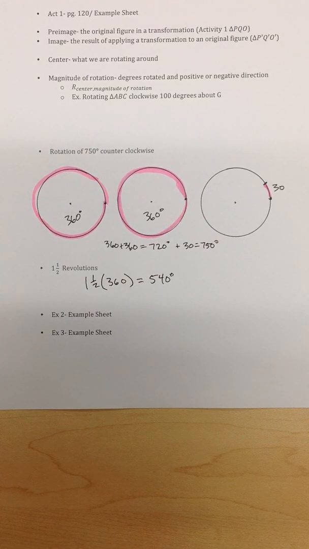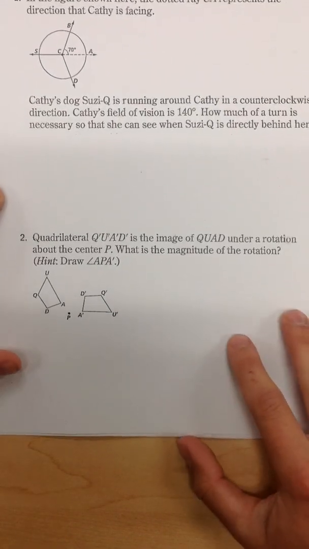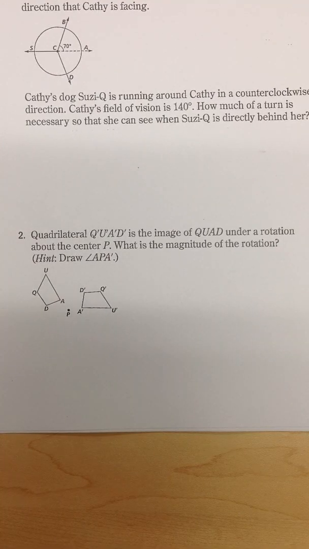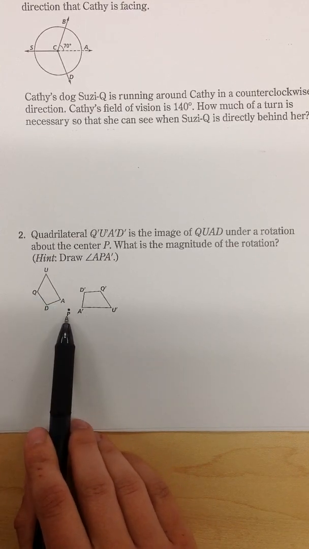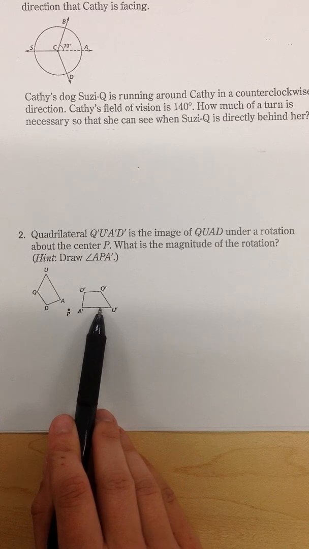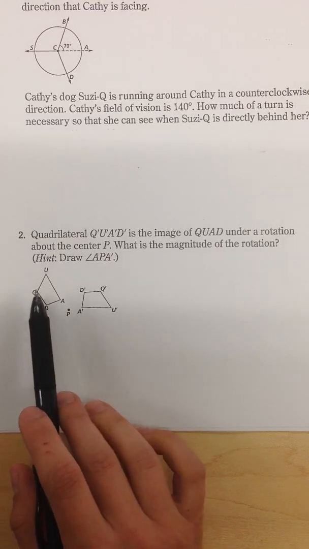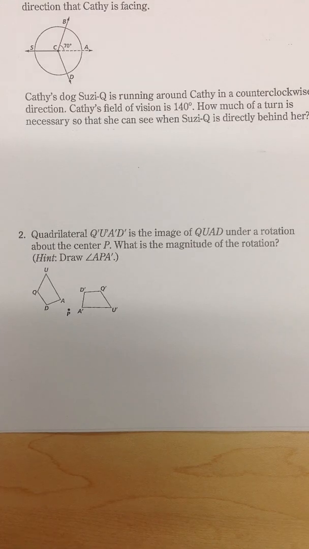Okay, next thing, we're going to flip back to our example sheet, and we are going to do example 2. We've got quadrilateral Q prime, U prime, A prime, D prime, the image of QUAD under a rotation about the center P, and we're supposed to figure out what is the magnitude of rotation. So we are taking this shape here, rotating it around center P, and getting this shape here. They actually did the rotation for us, turned this shape to this shape around that point P. We have to come up with how many degrees we actually went.